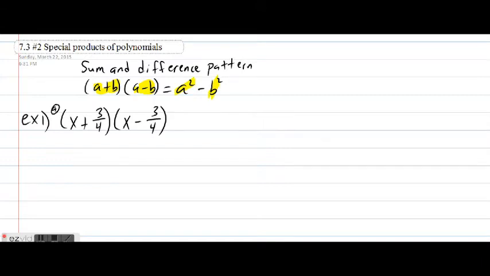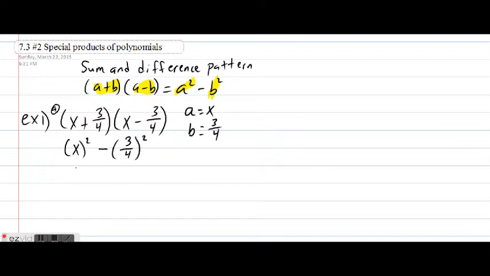Alright, so I wanted to look at a little bit of an uglier problem, one with fractions. I know some of you guys still have issues, but let's look at it. So a is x, b is 3/4. Recall, don't worry about the signs. We're looking at the sum and difference pattern. All it's telling us is a squared, so x squared minus b squared.